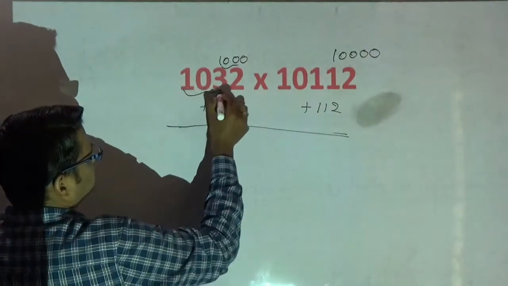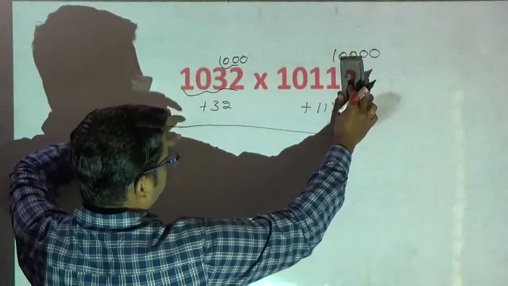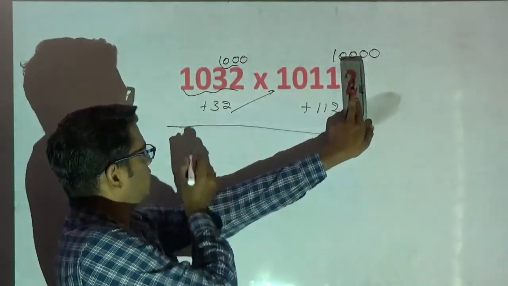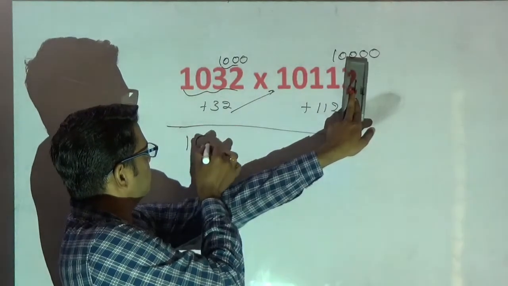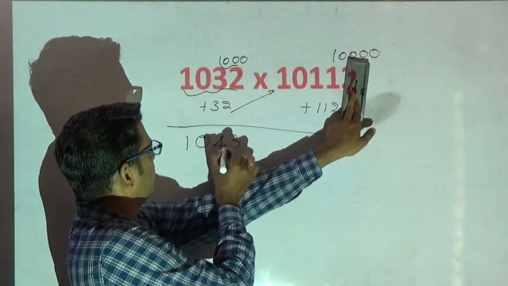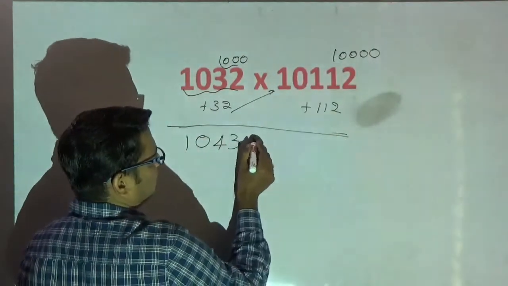Now, this is 4 digit, right? So consider only 4 digits. Ignore the last digit now. Only 4 digits you should consider. Add this. Okay, cross addition you need to do. So 1, 0, 3 plus 1 is 4, 4, 2 plus 1 is 3. Now the remaining digits you should write as it is.